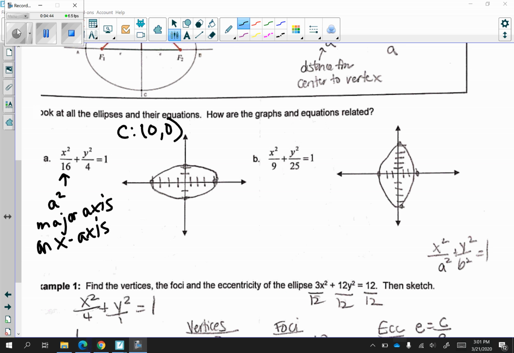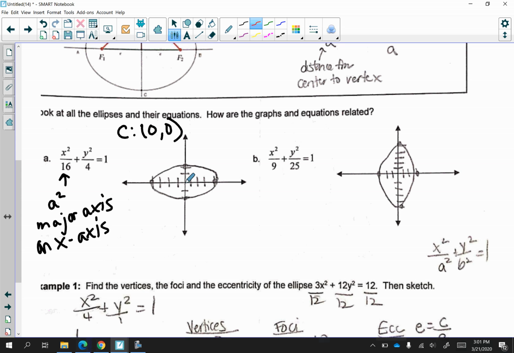Let's take a look at the examples below. It says, look at all the ellipses and their equations. How are the graphs and the equations related? Now we know x squared over 16 plus y squared over 4 is equal to 1. My a squared, which is the 16, is larger than the 4, which means my major axis is on the x-axis, so it's going to be wider than it is longer.